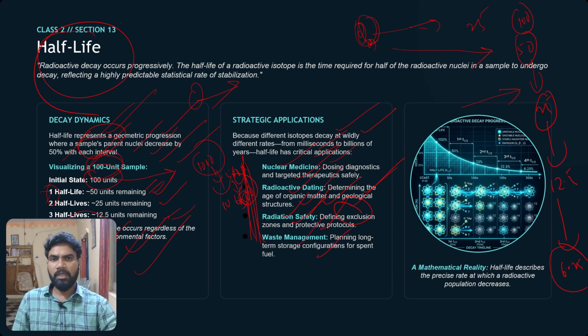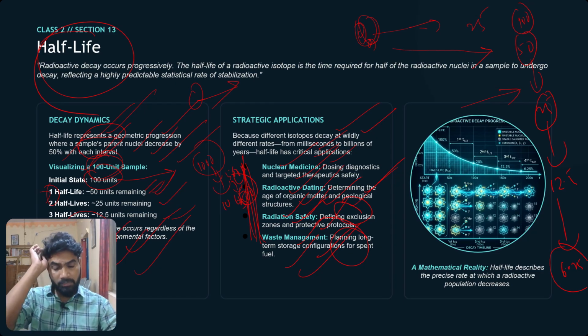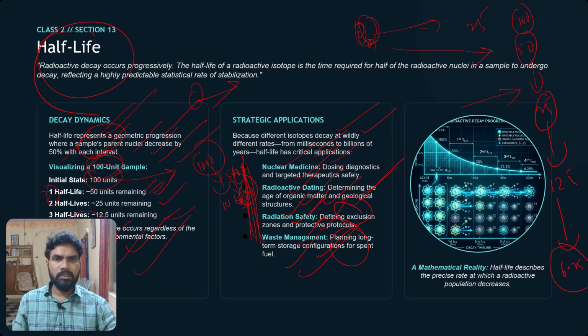Then in waste management also it is used, by planning long-term storage configurations for used fuel. The fuel that we use in nuclear reactors, we bury it underground. Because of the decaying principle, we can have an idea by what time, after how many years, the radioactive material that we have buried underground will exhaust completely. So in this image, the principle of half-life is beautifully shown.